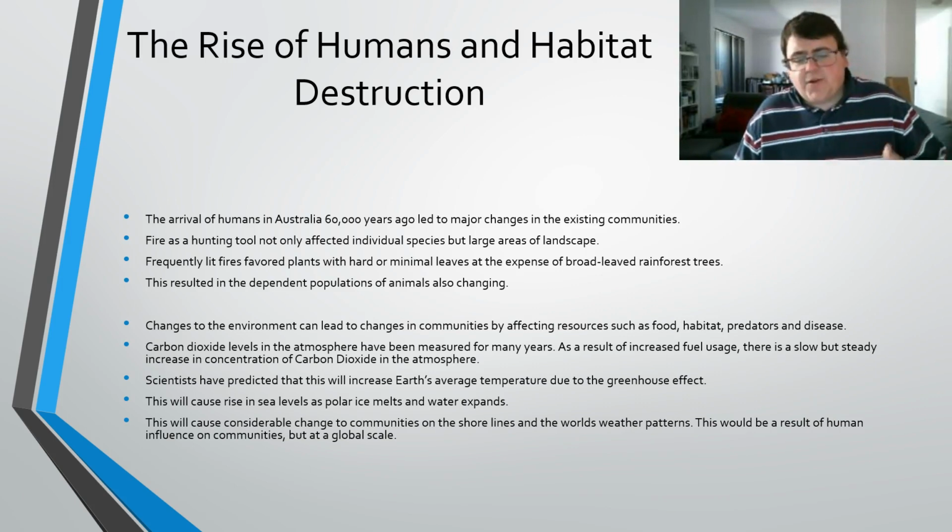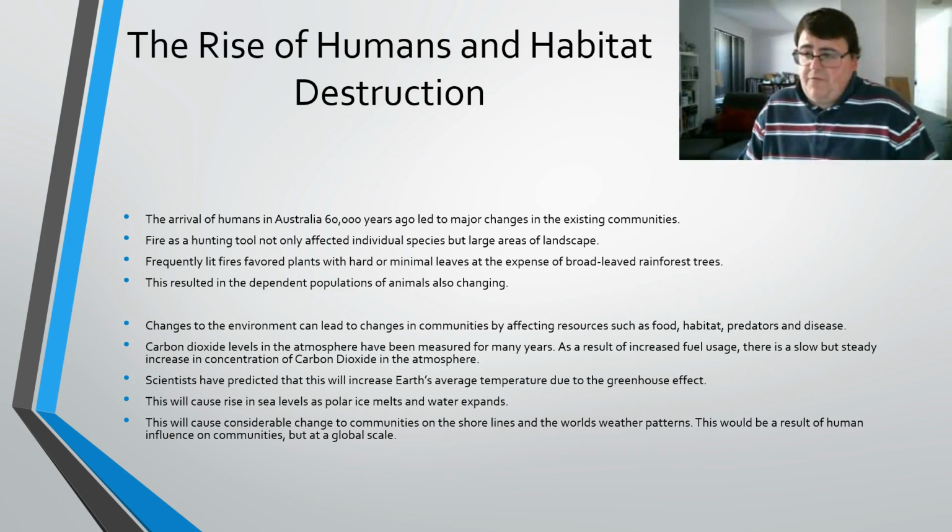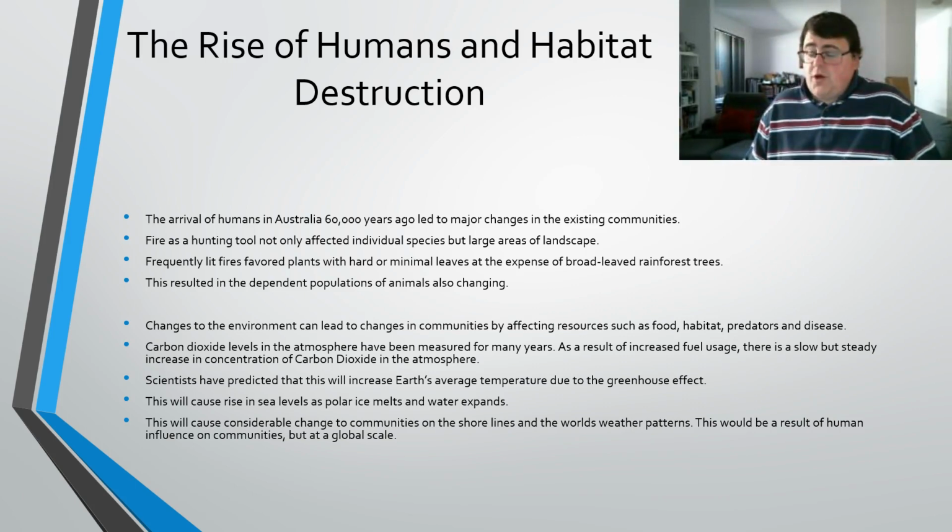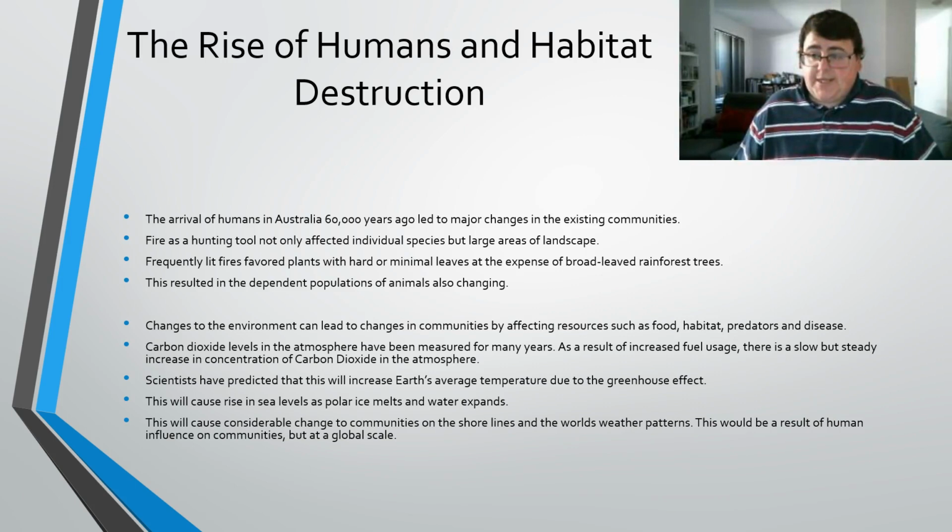Why is that a problem? Well, that's going to impact communities on a massive level. Any communities that are on the shorelines are going to basically disappear because they're now going to be underwater. The world's weather patterns are going to be erratic, basically. And that's all because of human influence on communities. This is a prediction from scientists of what's going to happen, and it has pretty good substantial evidence. And it's all based on the fact that we have watched those carbon dioxide levels increase as humans have.